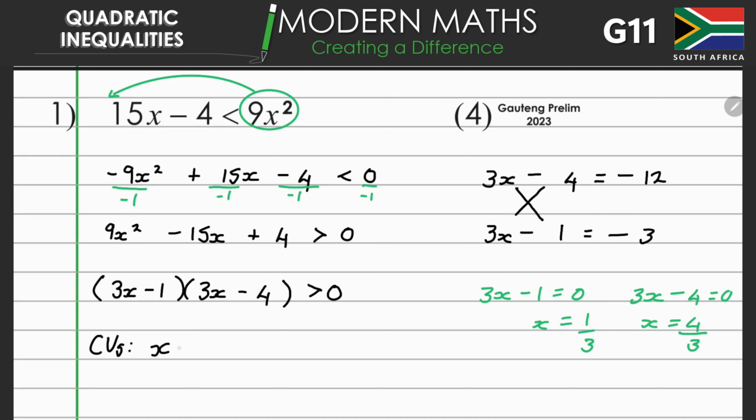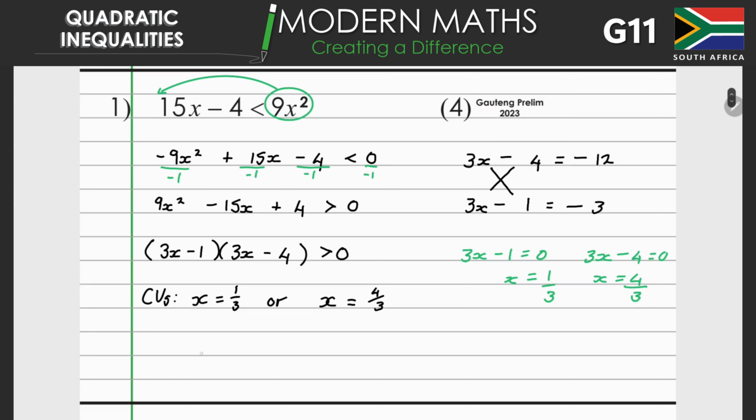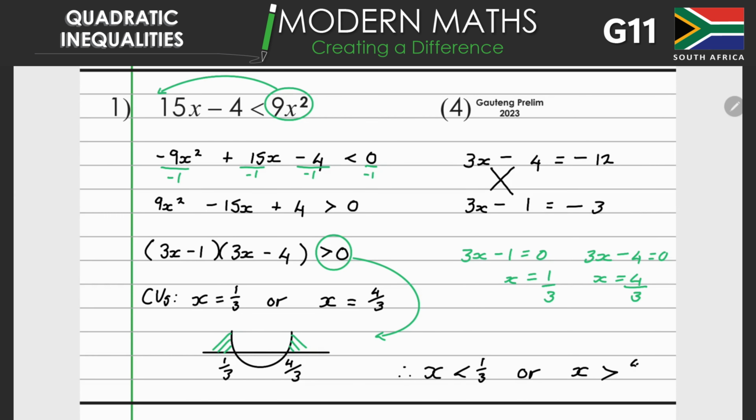And then after I write down my critical values, I'm going to want to do my parabola. So I'm going to draw my parabola. It's just the stock standard happy face. And when I draw my parabola, I put the lower critical value on the left, higher one on the right. And I want the portions where it's above 0, so it's the outskirts of the parabola. And from there, I can form my solution. X will need to be smaller than a third, or x will need to be greater than 4 over 3.